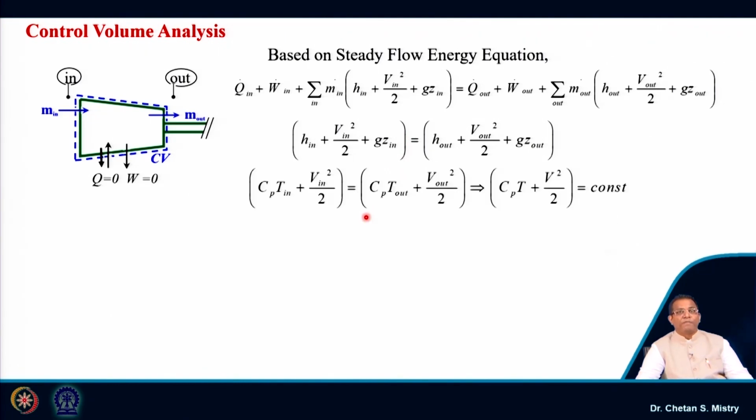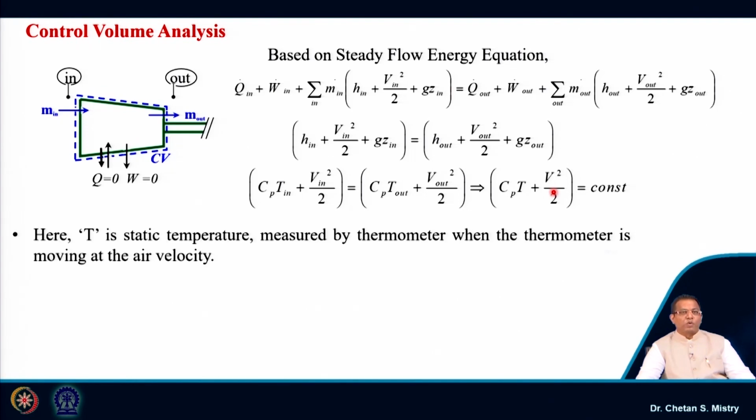Now, further simplification: if we look at this H, we can represent it in terms of Cp into T, that is nothing but my enthalpy. And if we look at the final equation, this is what will come. It says Cp into T plus V square by 2 is constant. This is a very important equation for us. So, let us try to analyze.